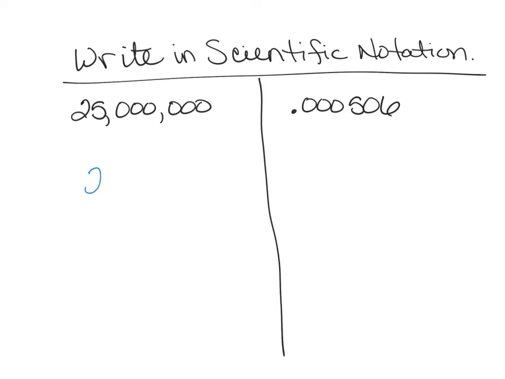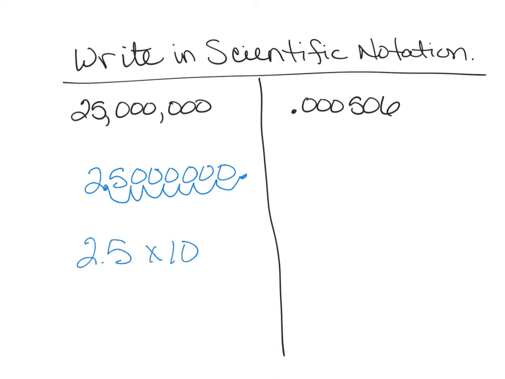Okay, here we go. 25 million. So I have 25 with 6 zeros. Here's my decimal point. I'm going to move it until I get, here it is, 2 and 5 tenths times 10 to the power of 1, 2, 3, 4, 5, 6, 7. There's my answer for the first one. It's a positive exponent because this is a big number.